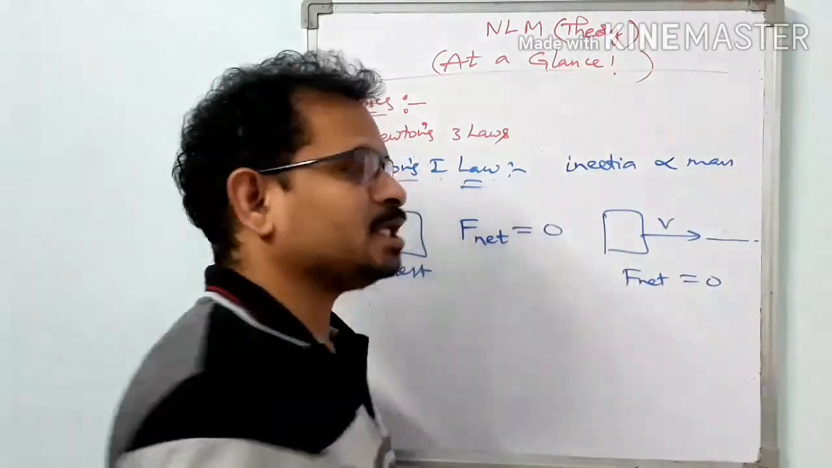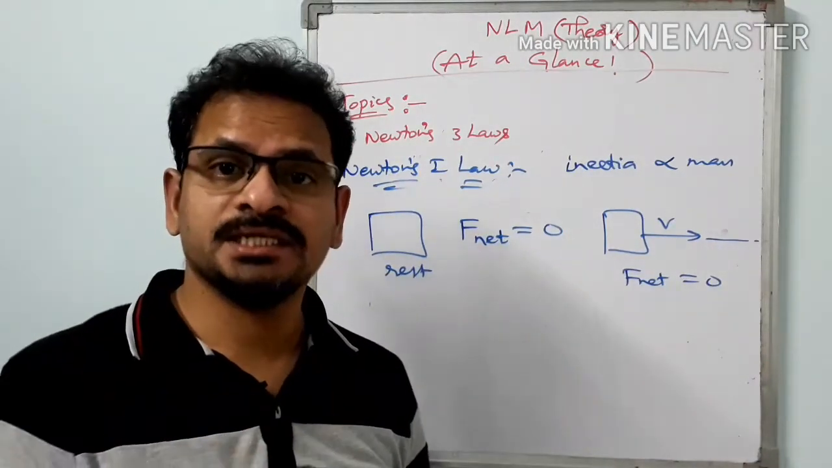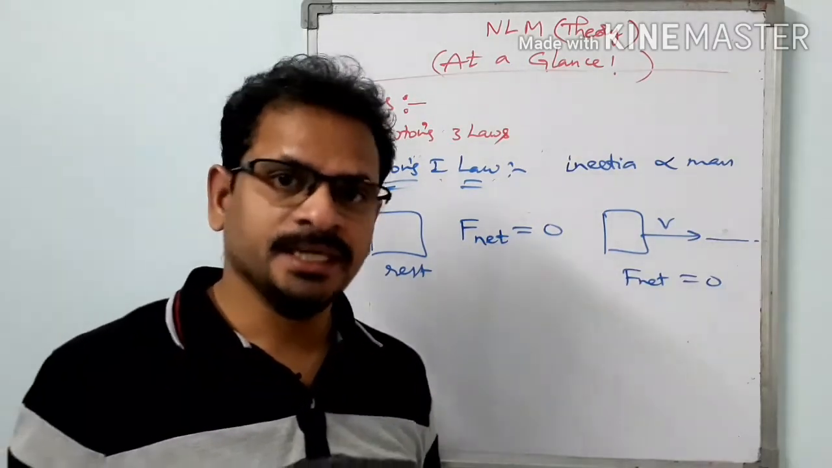More the mass, more will be inertia. Less the mass, less will be inertia. And mass is the measure of inertia. So inertia is measured in terms of mass. What are the units for inertia? Kg in SI unit.